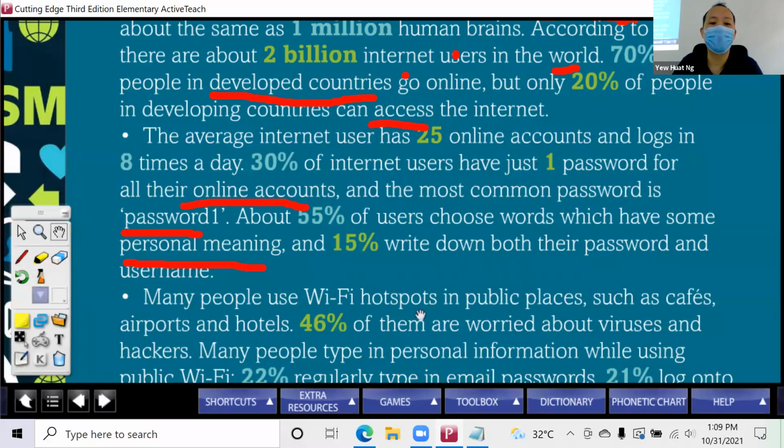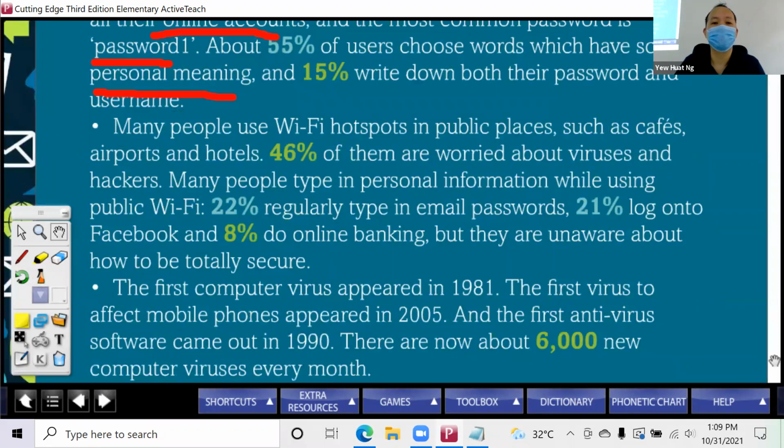Okay. Next one. Many people use Wi-Fi hotspots in public places like airports, and 46% of them are worried about viruses and hackers. Many people type in personal information while using public Wi-Fi. 22% regularly type in email passwords. 25% log on to Facebook, and 8% do online banking, but they are unaware about how to be totally secure.